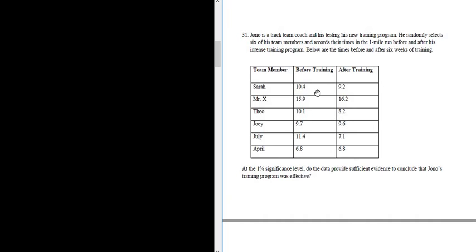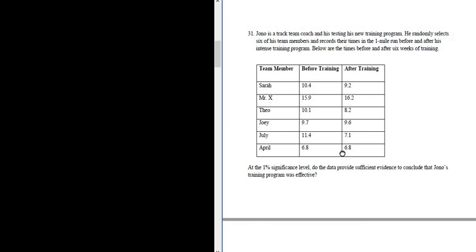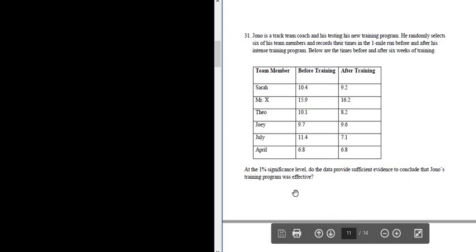In this case, these are running times. So when the times go down, that's what it means for the time to improve. Looks like everyone improved here except Mr. X and April. Apparently, she was already in shape, 6.8, 6.8.